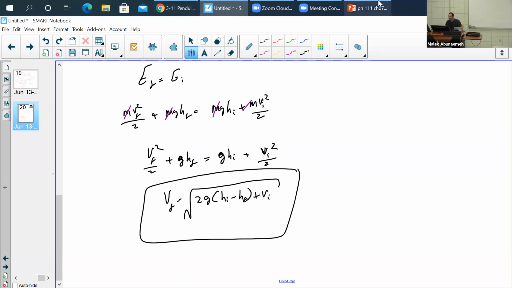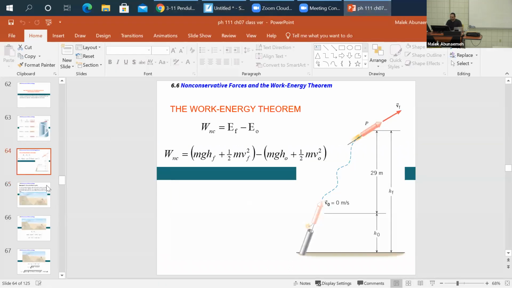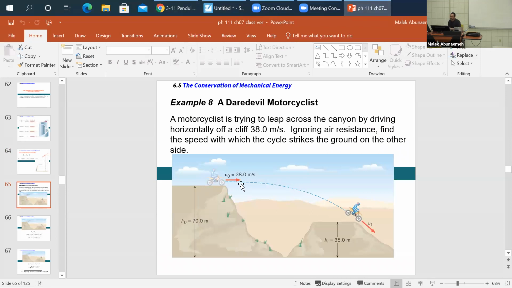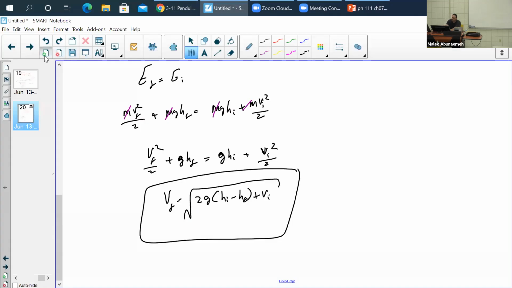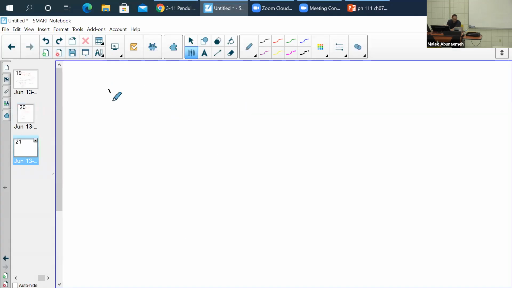Let's go ahead and do an example on this one. The motorcycle is trying to leap across the canyon by driving horizontally off a cliff at 38 meters per second. Ignoring resistance, find the speed at which the cyclist strikes the ground. So his initial velocity is 38 meters per second. And again, his final energy is going to have to equal your initial energy.